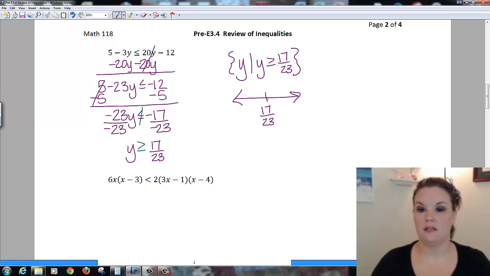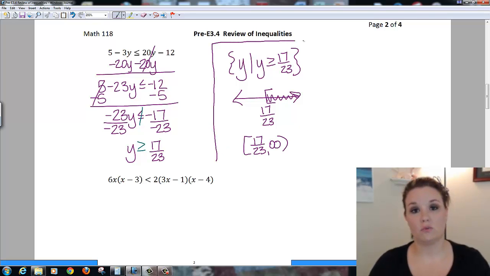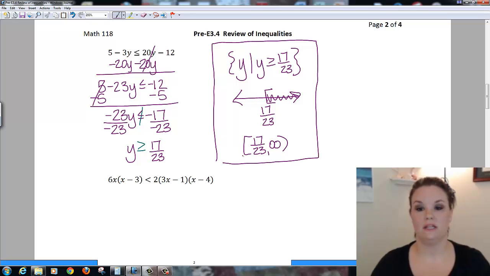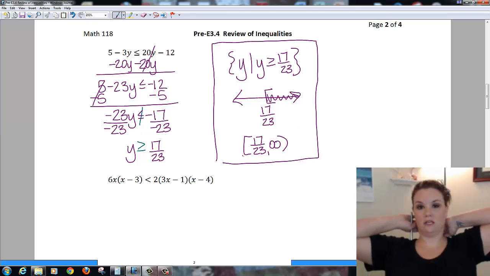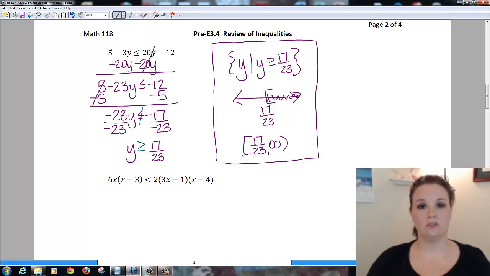Okay. And then I graph it. So I'm going to just say 17 over 23 is here. If I want greater than or equal to, I'm shading to the right, and I'm including that value with a bracket. So the furthest to the left I can go is 17 over 23 with a bracket. Furthest to the right I can go is positive infinity. So those are my 3 solutions. Okay. In my math lab, it may not ask you to enter all 3. It may just ask for the graph, or it may just ask for interval notation, or it may just ask for the solution set.